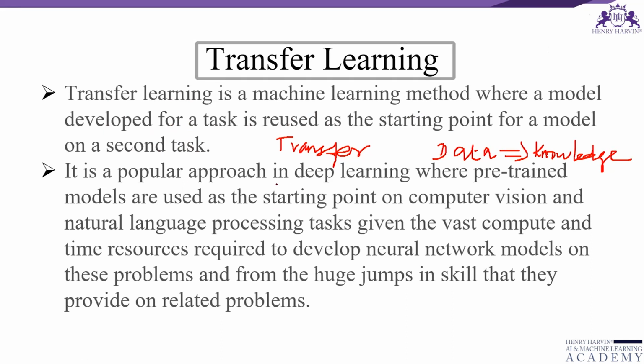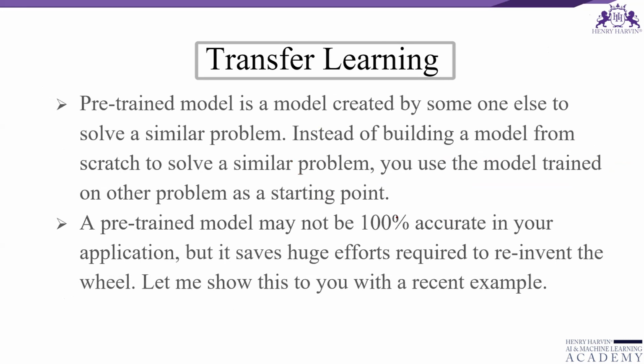So this is a very popular approach in deep learning, where we will be using pre-trained models as the starting point on computer vision and NLP. So we will be using these resources to develop neural network models. Hope it is clear now. So what is meant by a pre-trained model? A pre-trained model is basically used to solve some similar problem. So here we are not doing the second task from scratch. Instead, we are using this pre-trained model on the second problem that we are trying to solve.